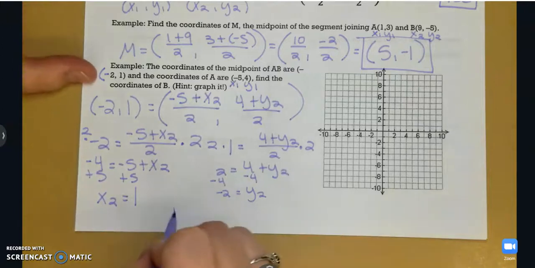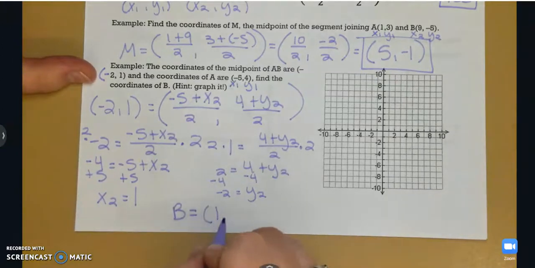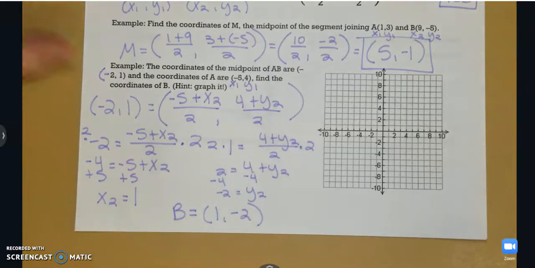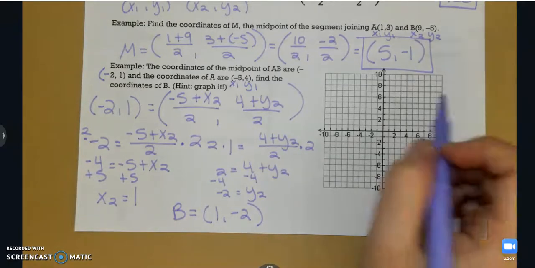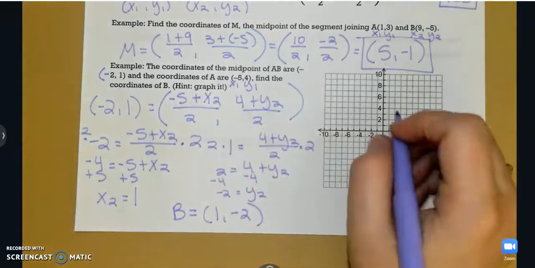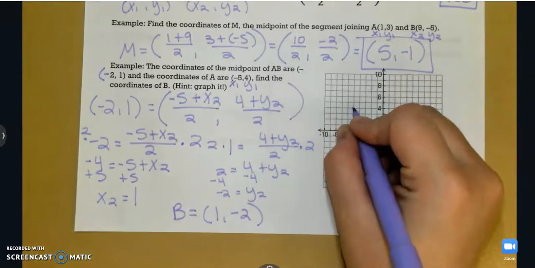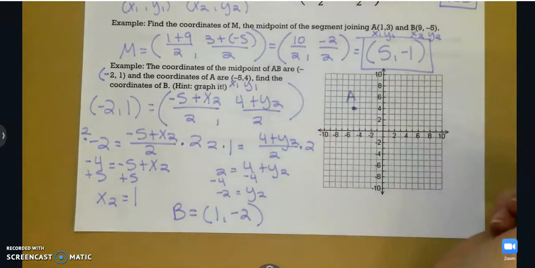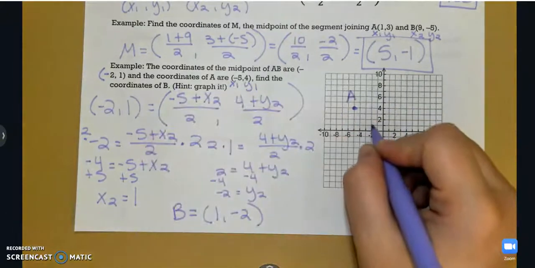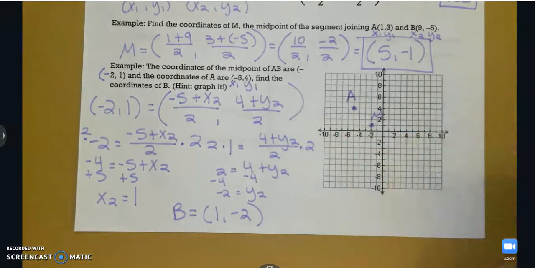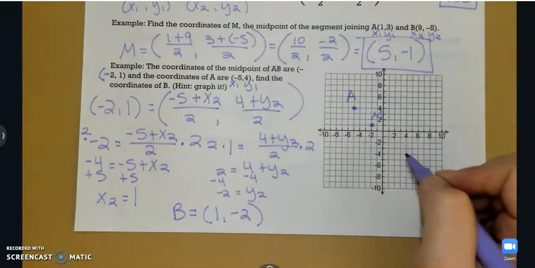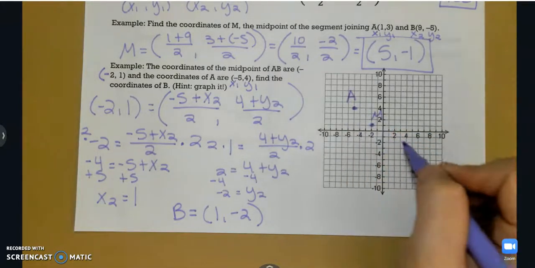So our coordinates for B are 1, -2. That's how we can find it algebraically. Another way we can find that is if we use our graph. So if A is at the location -5, 4, I'm going to graph that. Here's A. And our midpoint M is at the location -2, 1. So M is in the middle, so it's equidistant between A and B.